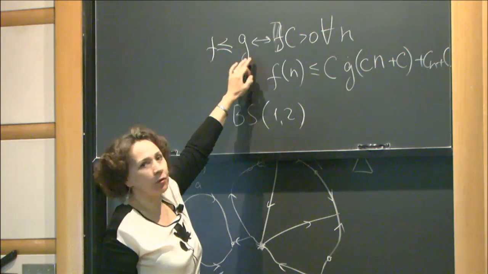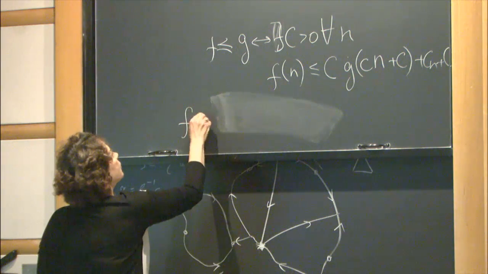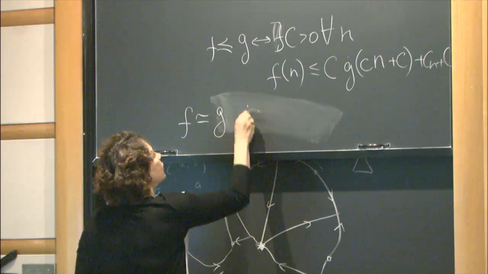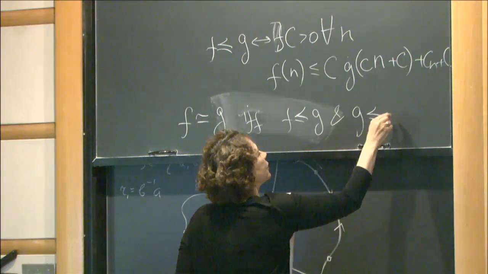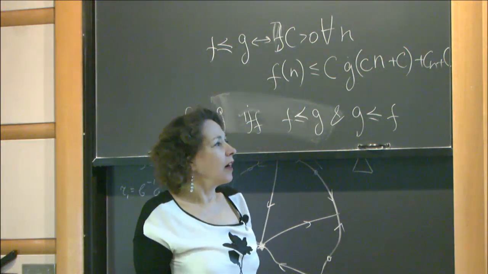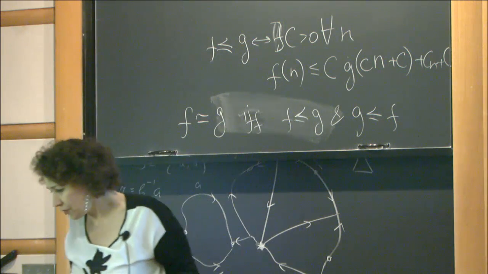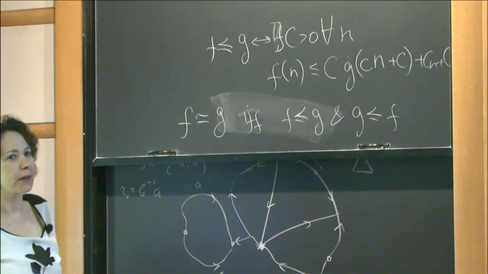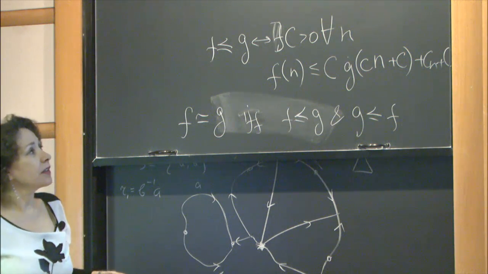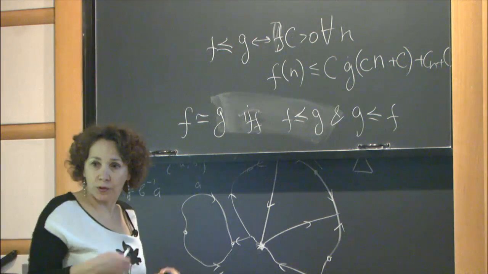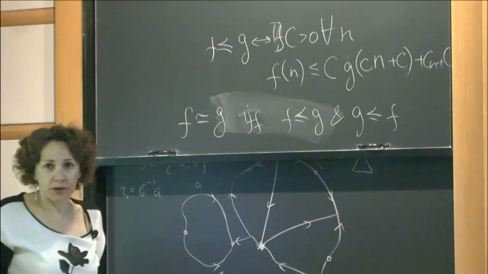Okay, so this is f asymptotically less or equal than g, and f and g are asymptotically equivalent if and only if f is less or equal than g and g is less or equal than f. So we have to talk up to asymptotic equivalence, because as soon as we change the system of generators of the group, everything changes. But the class of asymptotically equivalent functions is actually a quasi-isometric invariant. So if two groups are quasi-isometric, then their Dehn functions are asymptotically equivalent.